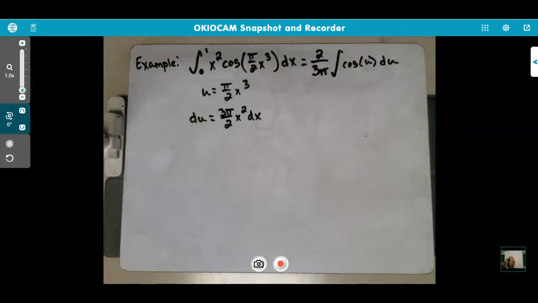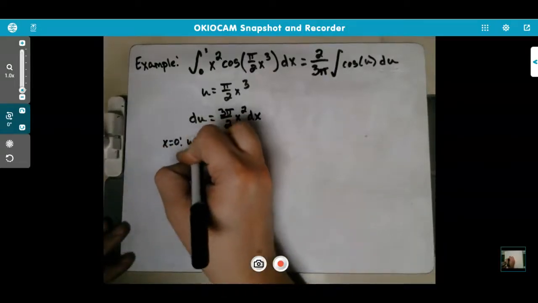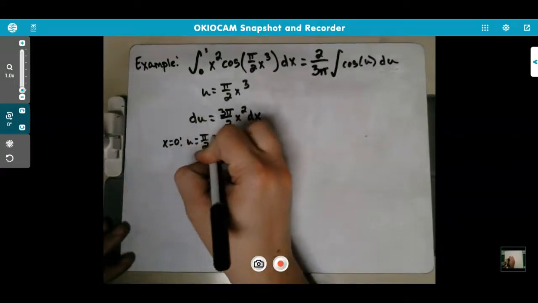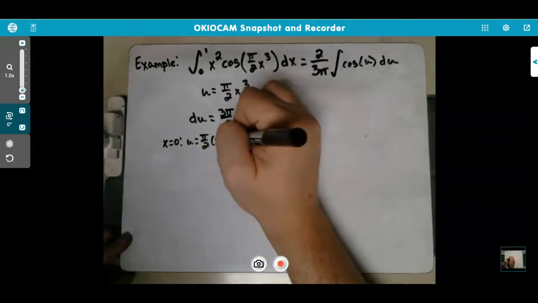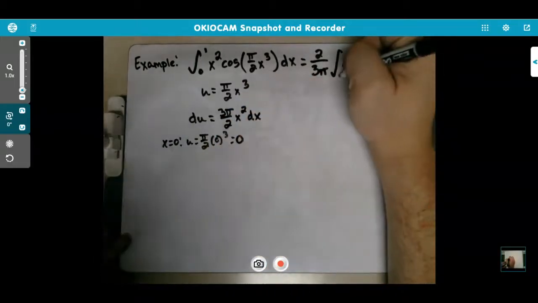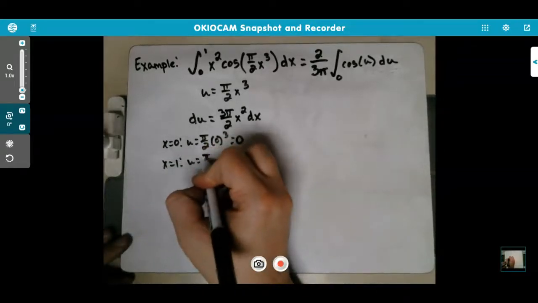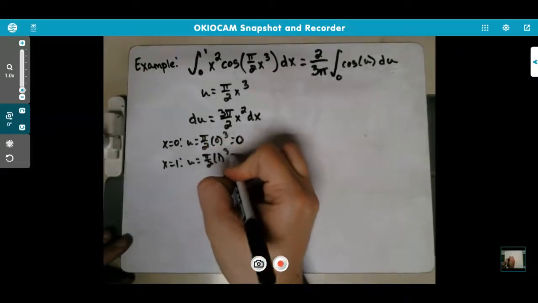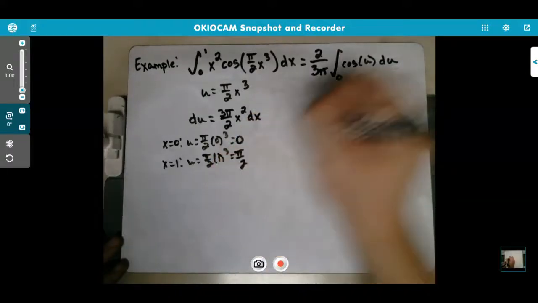Now I need to change my bounds. So when x is equal to 0, u is equal to pi over 2 times 0 cubed. Well, that is not too bad. That's just 0. When x is equal to 1, u is equal to pi over 2 times 1 cubed. 1 cubed is equal to 1. 1 times pi over 2 is pi over 2.